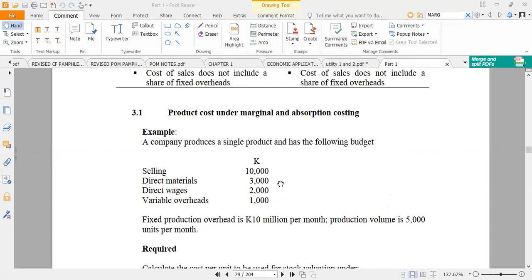So it will vary with how many units, how many bottles, how many crates you are producing. That's the variable cost. But fixed cost does not vary. Like in this case, we are saying a single product, one product.